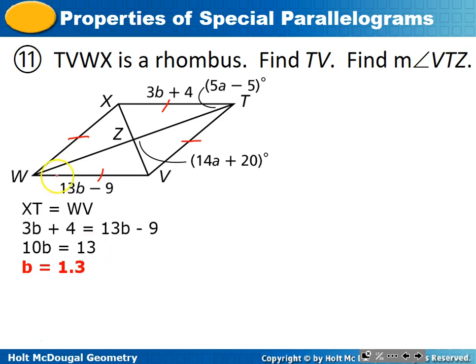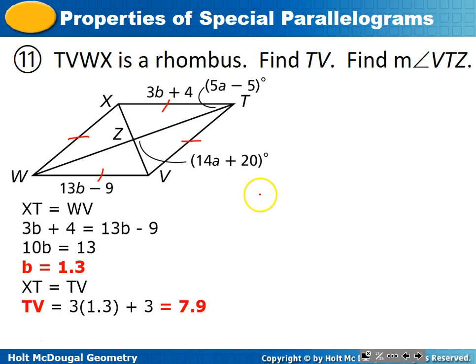So then we're going to plug that back in. And honestly, it doesn't matter which side we plug it back into. I'm going to plug it into the XT side because XT is equal to TV, so I'm going to multiply 3 times 1.3, that's 3.9, and add 3 to that, so that's 7.9. So that's our first answer that's asking us up here to find TV.